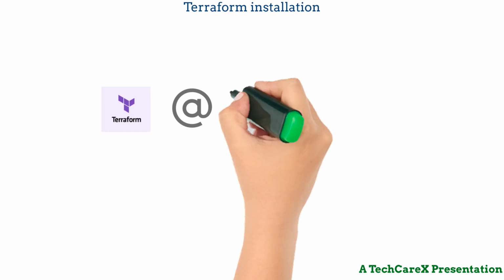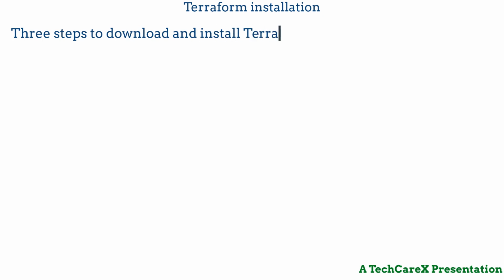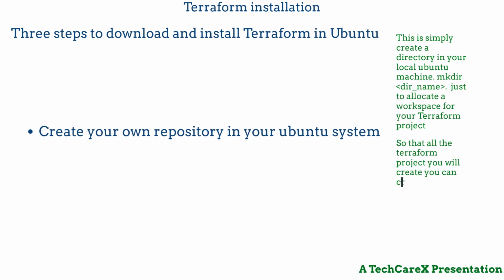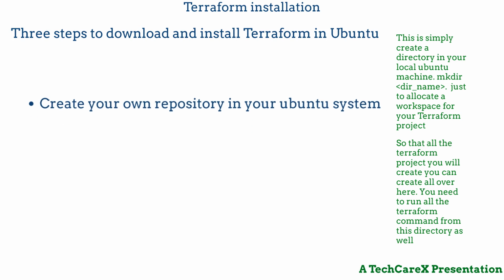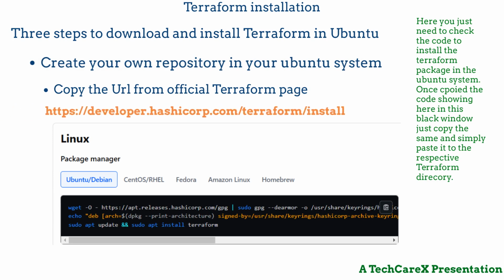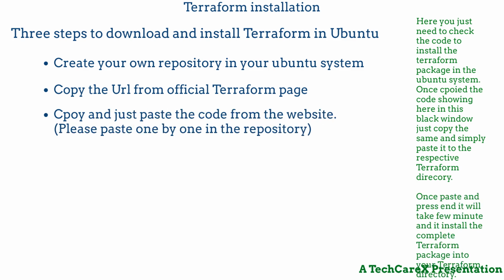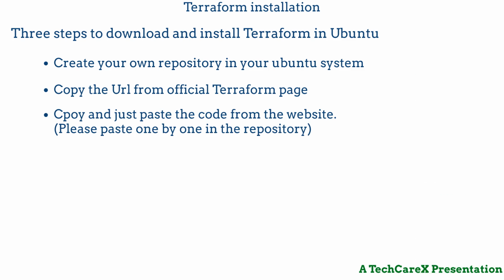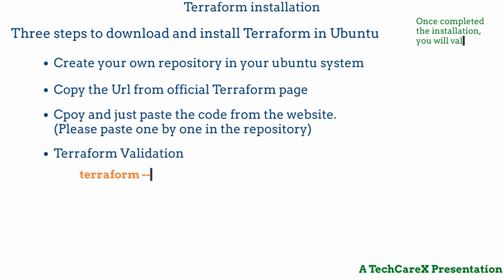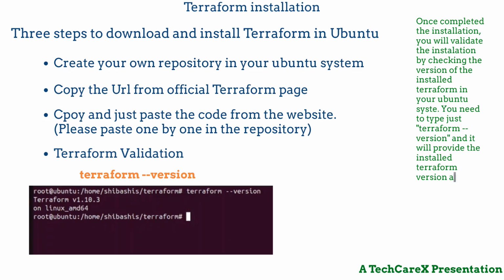Now let's proceed with the Terraform installation on an Ubuntu system first. This is a very straightforward approach. To start from the beginning, we need to follow just 4 basic steps to install the Terraform package on the Ubuntu system. 1. Allocate a space for your Terraform project, so you need to simply create a directory in your Ubuntu system. 2. Check the source code available on the Terraform official website. 3. Copy and paste the source code into the respective directory for the installation, which you will see in a real-time demo. 4. Run the command terraform version to validate the installation. If successfully installed, it will show the version of Terraform that has been installed.